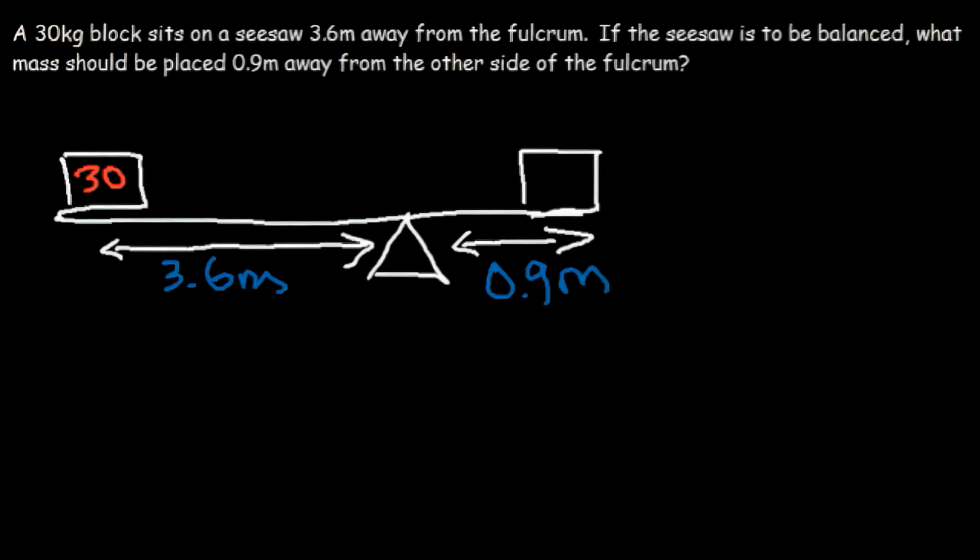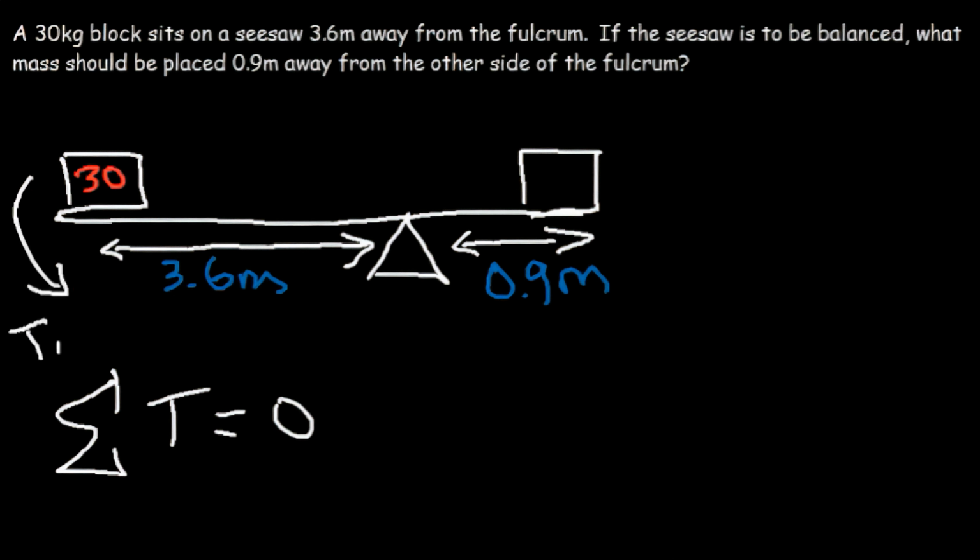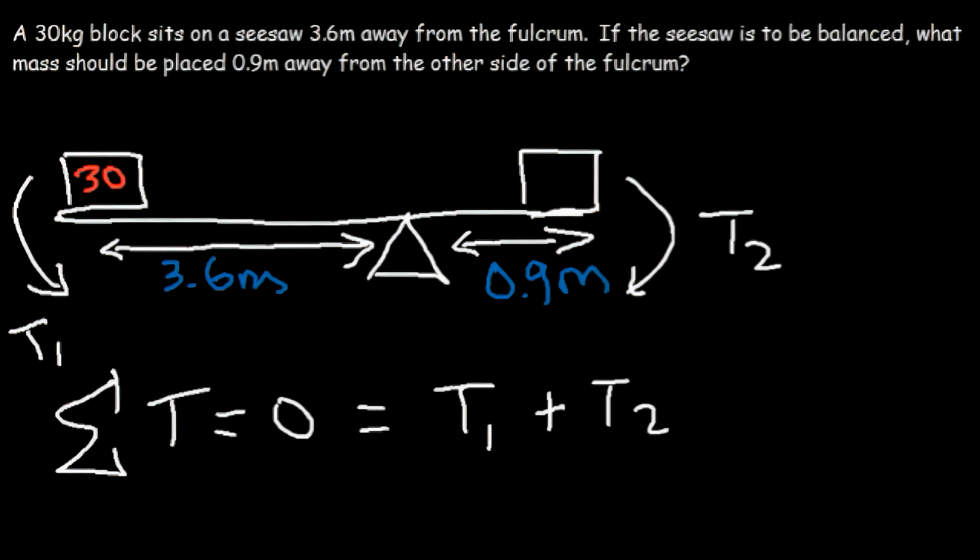If we wish to balance the seesaw, the torques must be equal to each other. The sum of all torques must add up to 0. Now there's two torques created. Let's call this one T1 and this torque T2. T1 plus T2 must add to 0. Therefore, negative T1 must equal T2. So they have to be the same. One is going to be positive, the other is going to be negative.